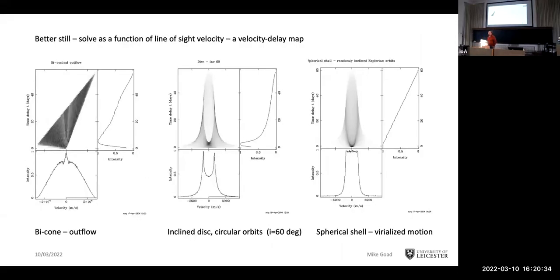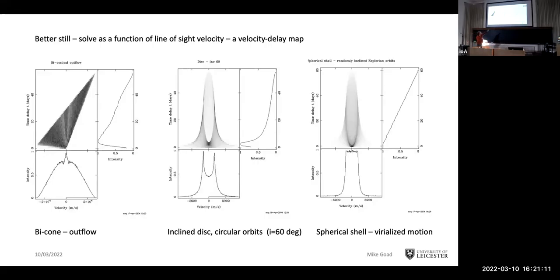Ideally, what we'd like is something like this, because the 2D response functions tell you everything. A 2D response function is just a velocity-delay map. If you've got really good data, like HST data, then you can divide your spectrum into bins and look at the delay as a function of velocity. And you get these rather nice signals. This one here is a bicone. Again, it's an outflow. You see there's a caustic in the middle, because the bicones are arranged so they overlap in both cones at zero velocity.